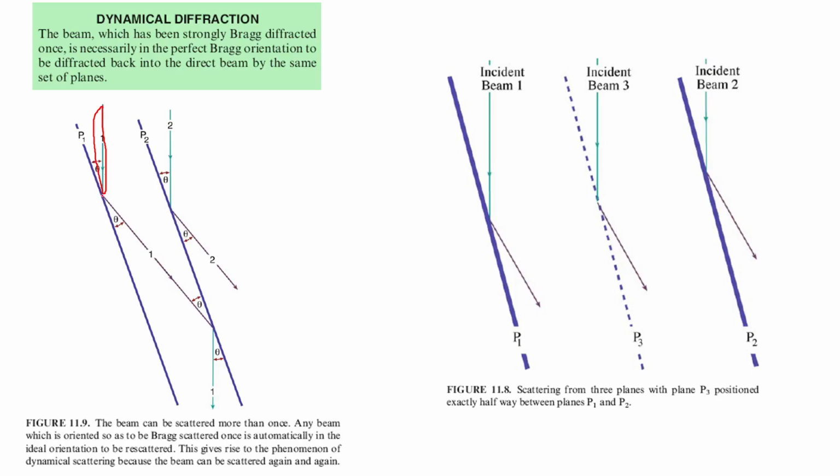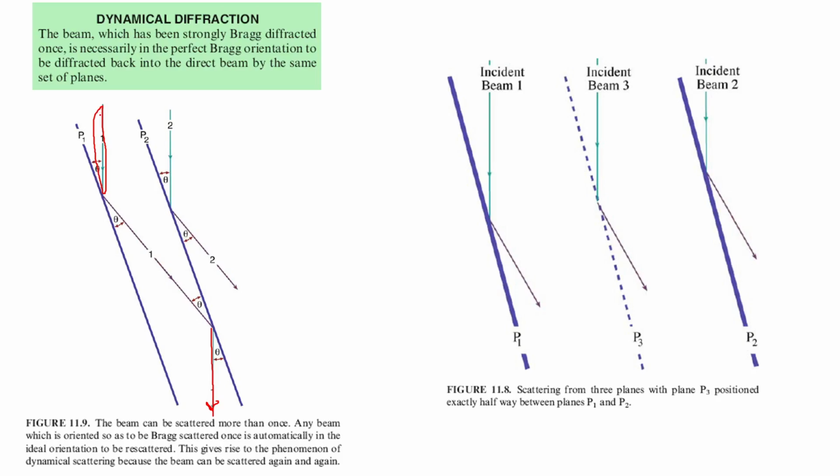So this is being diffracted from your plane P1, making an angle theta with your incident beam. Then it is being diffracted once, then after striking the plane P2, it will be diffracted back to have a direct beam again, this one.